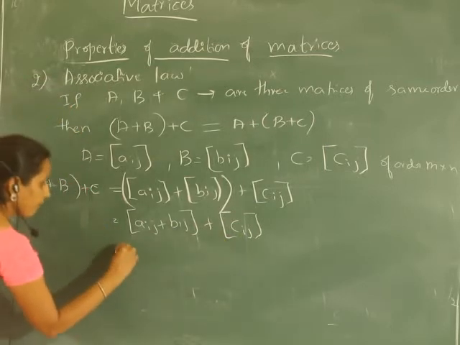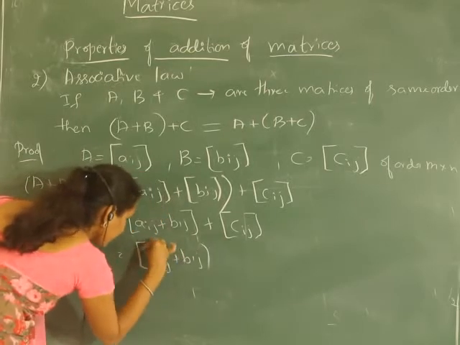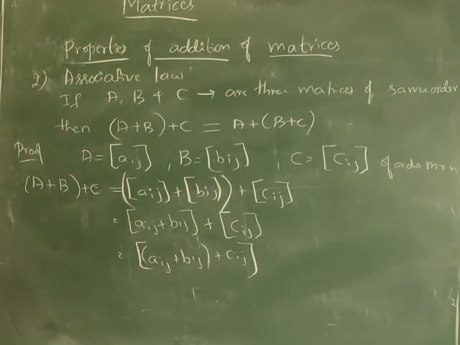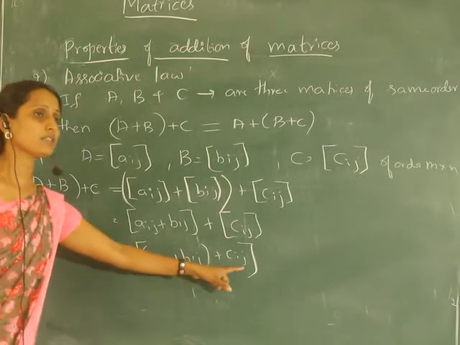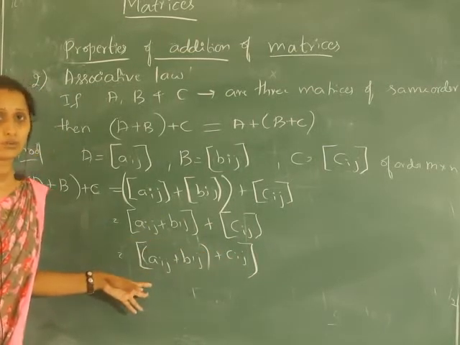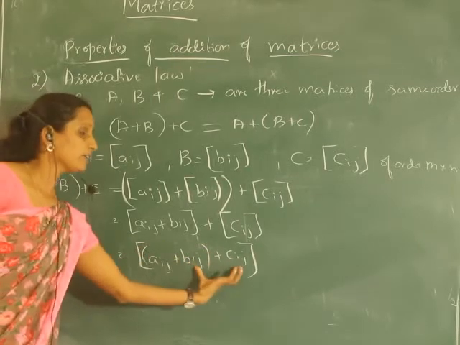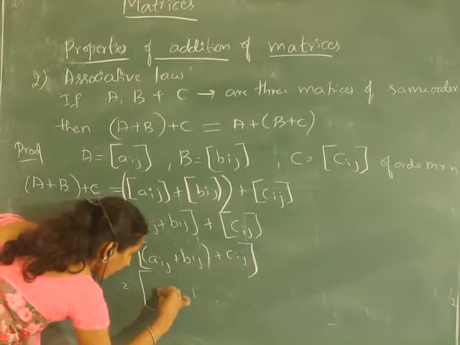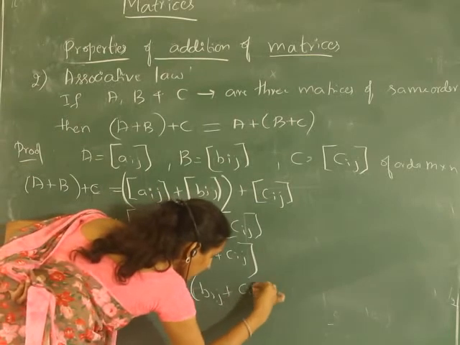So we are getting (Aij plus Bij) plus Cij, one matrix plus one more matrix. Now you see, this is a real value, this is also a real value, and this is also a real value. We know that in the set of real numbers, addition is associative. So instead of writing (Aij plus Bij) plus Cij, I can combine these two together, so this is equal to Aij plus (Bij plus Cij).